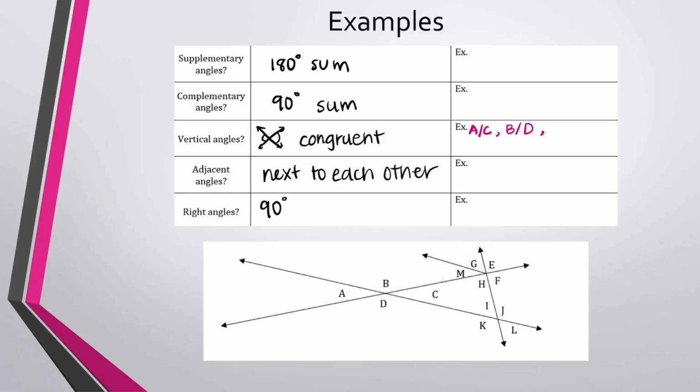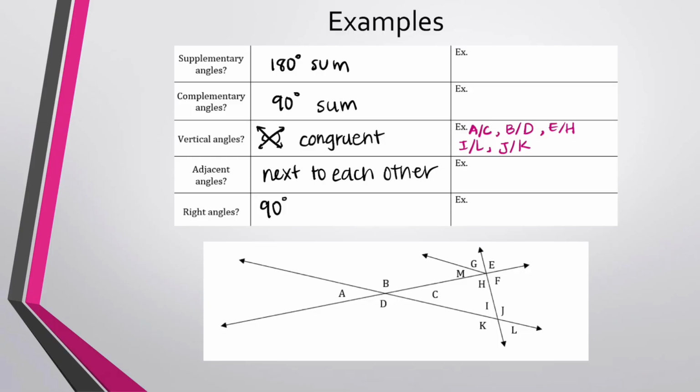However, G and M together, if you added them, would be a vertical angle to F. But E and H are vertical angles because they're directly across from each other. They're vertical to each other. And then I and L and J and K would be vertical angles to each other. And I think that's all of the vertical angles in this picture.